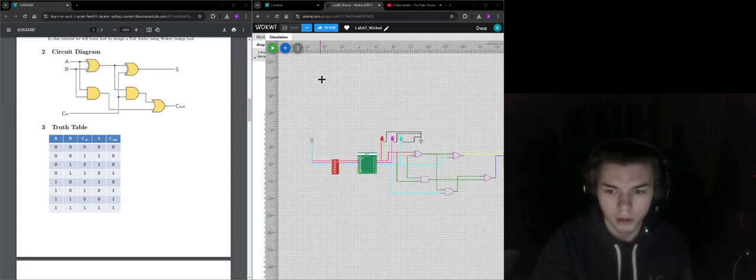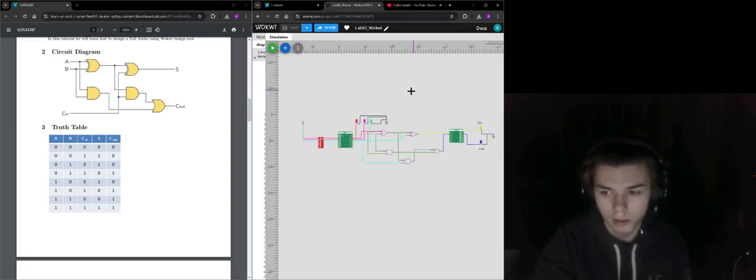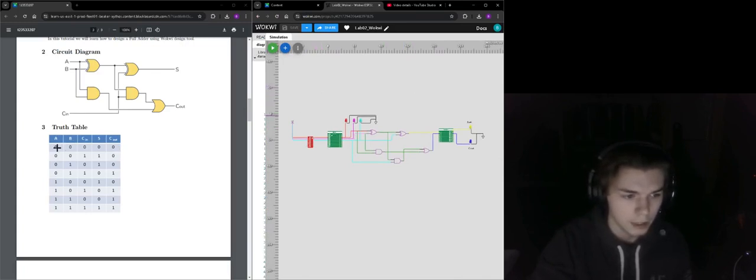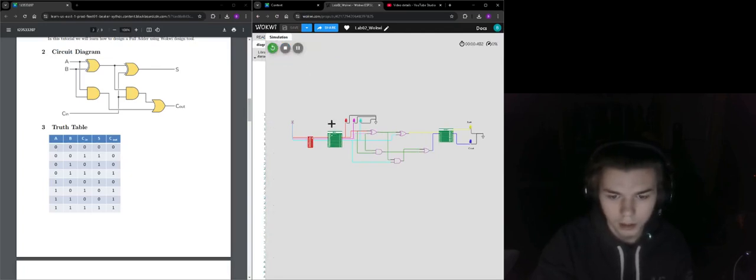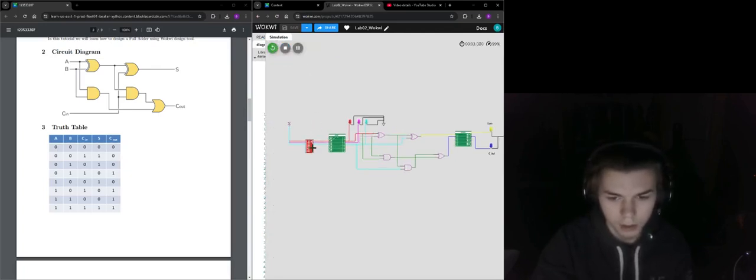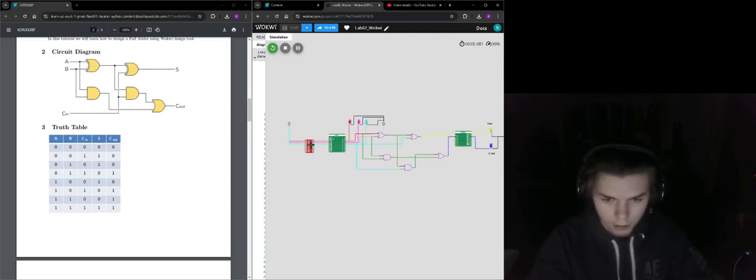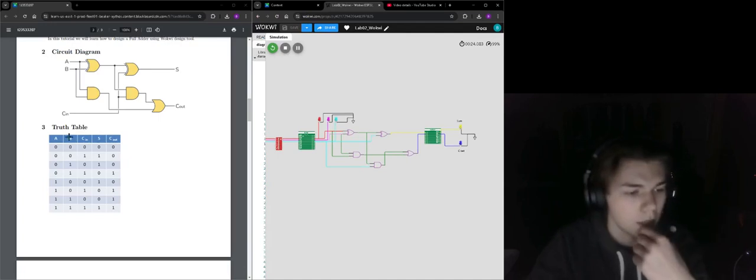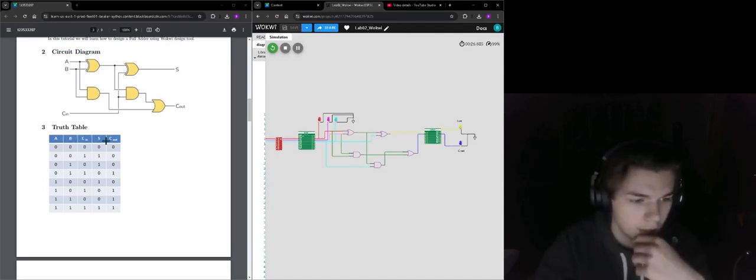Then I was tasked with designing a Wowkey simulation, sorry if I'm pronouncing that wrong. This is a full adder design, and here's our truth table with all zeros. Basically if you click on this using my keys, or I think you can actually click on them, but I'll be using my keys 1, 2, and 3. This is A, B, and C in, and then this is sum, this is C out.